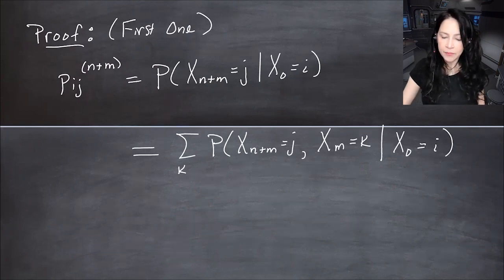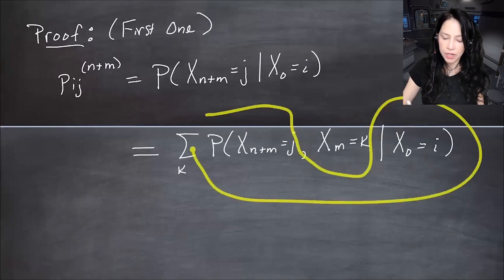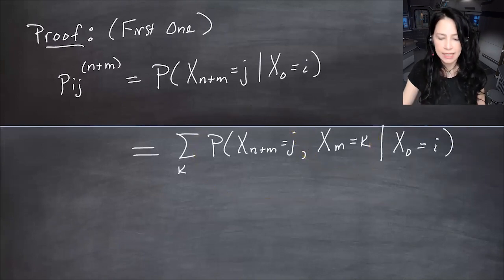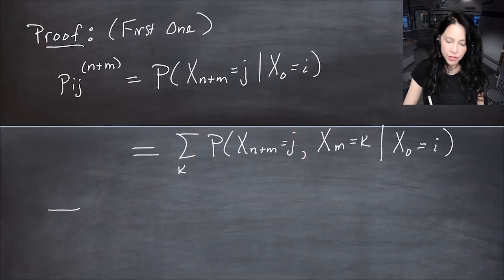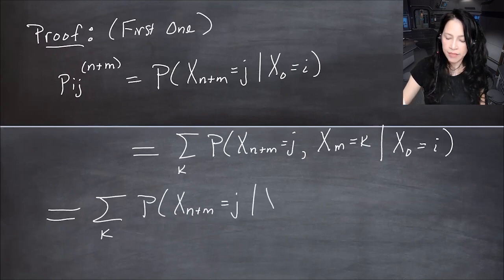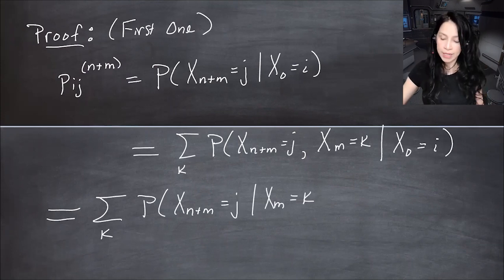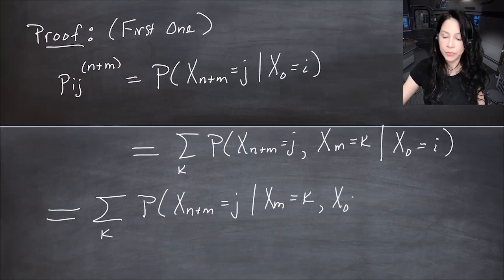And then again, if you sum this one out, you're left with just this part of the conditional probability. Then we can unravel the definition of conditional probability by writing this as the probability that X at time n plus m equals j given Xm equals k, times the probability that Xm equals k, but all probabilities stay in the conditional land where X0 equals i.